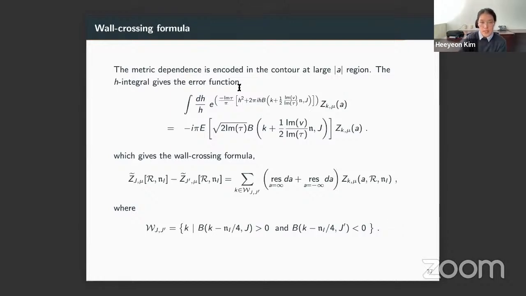As I mentioned, the metric dependence is encoded in the contour at large A region, as in the U-plane integral story. And on that large A contour, you can evaluate the H integral that I just discussed, which gives you the error function, which is the same error function that appears in the U-plane integral story. This gives you the wall-crossing formula in terms of the contour integral at infinity, where the flux sum is over the same set of fluxes that was introduced in the result of the U-plane integral story.